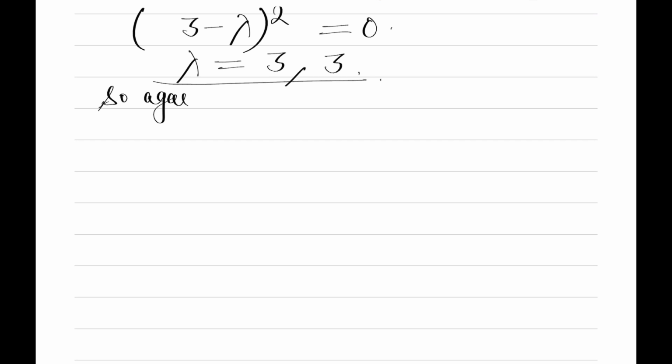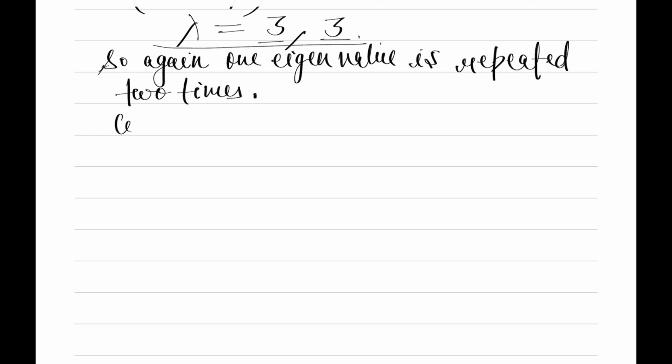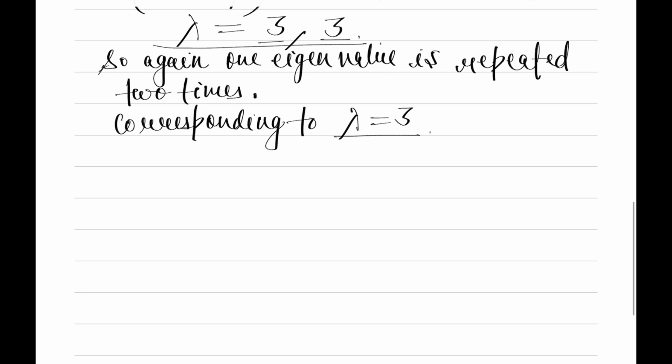So again, like in the previous problem, one eigenvalue is repeated 2 times, which is 3 and 3. Corresponding to lambda is equal to 3, we will try to find the eigenvector. Corresponding to lambda equals 3, we will try to find eigenvectors.